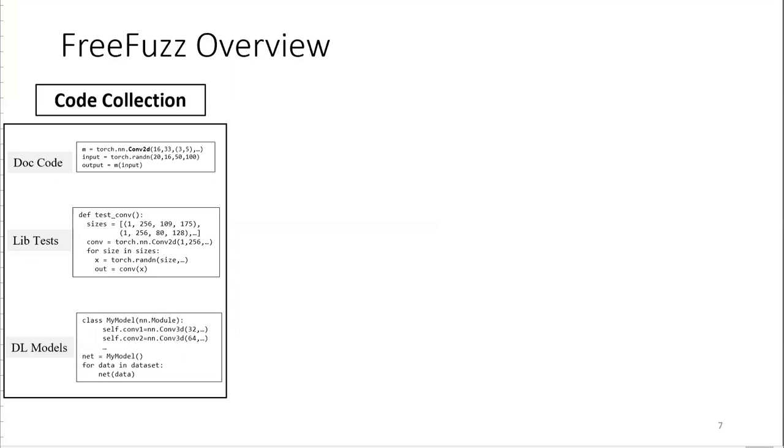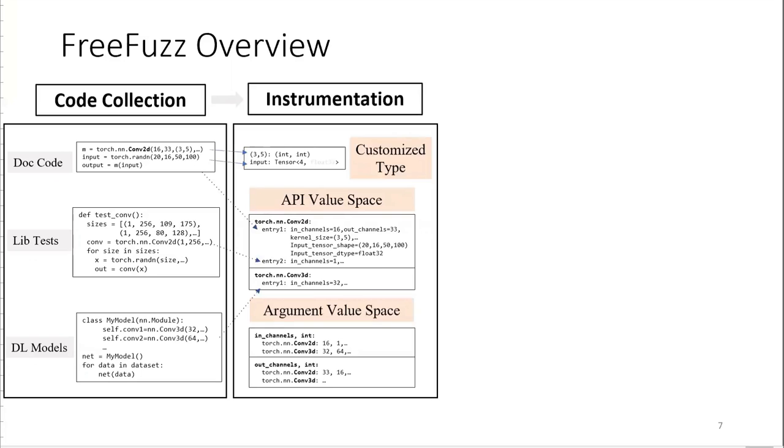The second stage is dynamic tracing with instrumentation. FreeFuzz first hooks the invocation of APIs, then executes the code collected in the first stage to trace the dynamic execution information for each API invocation. As a result of the second stage, FreeFuzz constructs the type space, API value space, and argument value space for the later fuzzing stage.